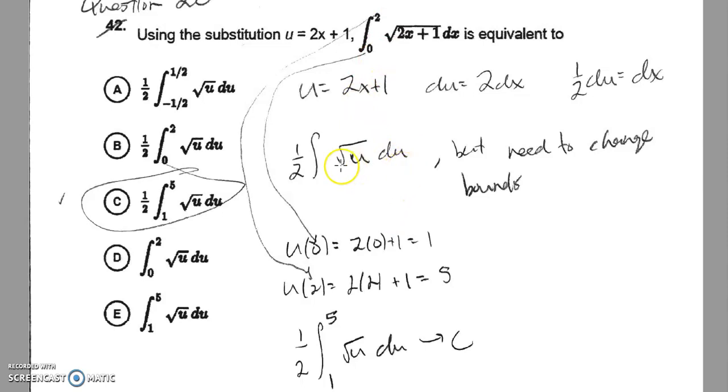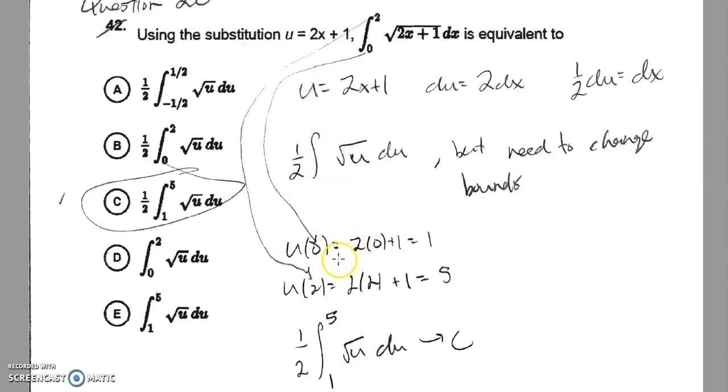Well, now we're in du, so I need to have u values here. There's a chance that the u and the x values would be the same, but usually they're not. So what I need to do is figure out what u values go with the x value of 0 and the x value of 2. How do I do that? Well, it's really convenient that I have u equals 2x plus 1. It relates u and x. So I can plug in the 0 and the 2 for x's here and figure out what u's go with that. And then those become my new bounds.